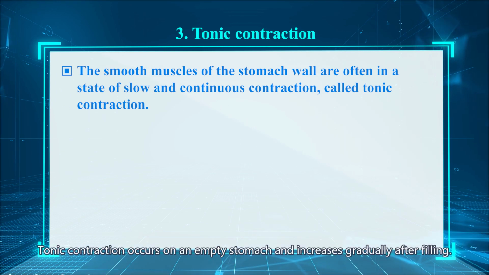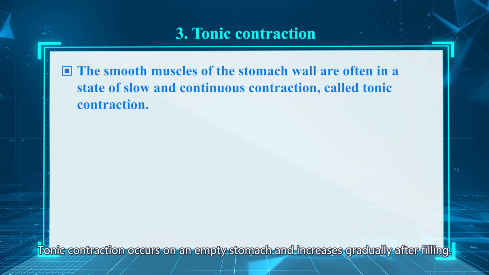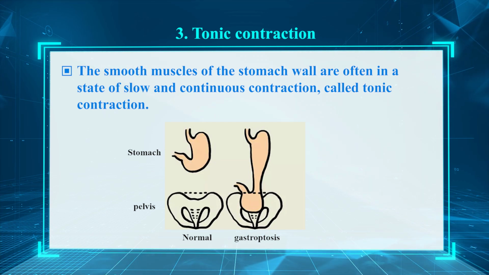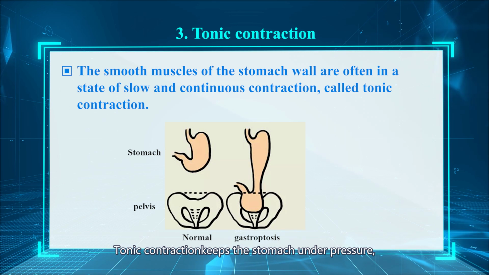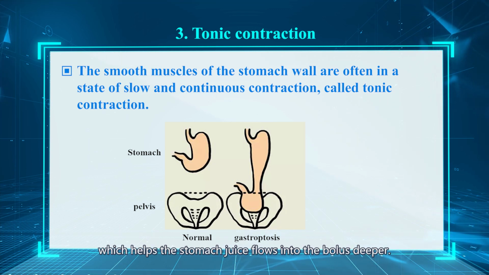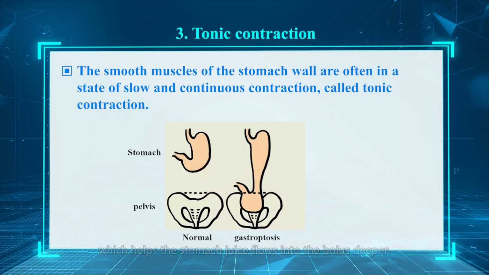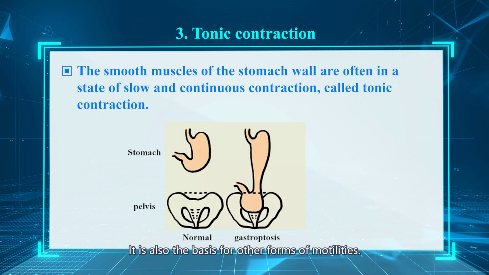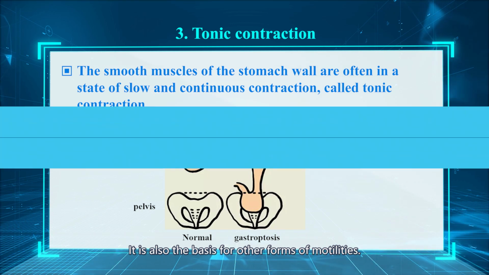Tonic contraction occurs on an empty stomach and increases gradually after feeding. These movements keep the stomach in shape and position. Tonic contraction keeps the stomach under pressure. This helps the gastric juice flow into the bolus deeper. It is also the basis for other forms of motility.